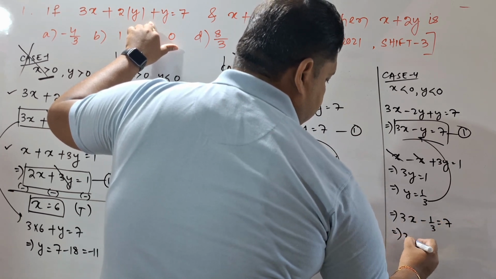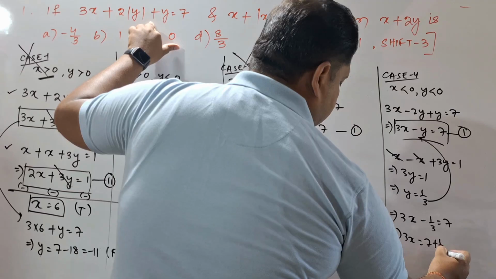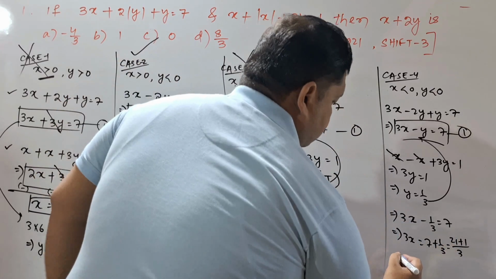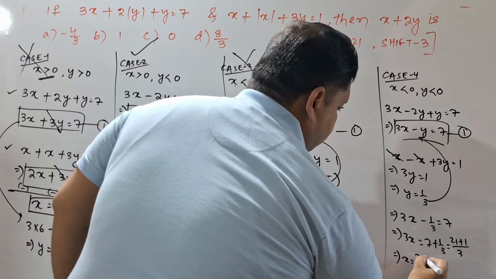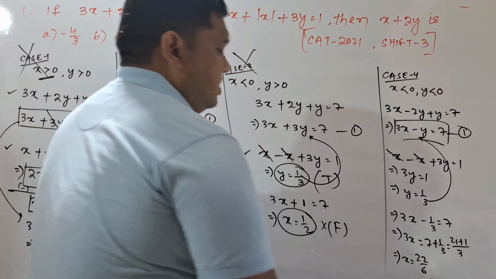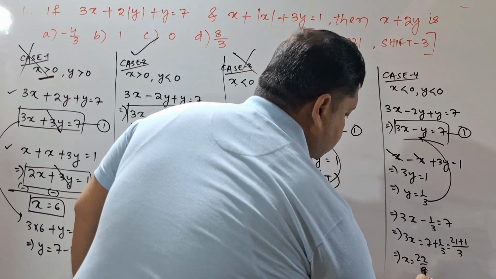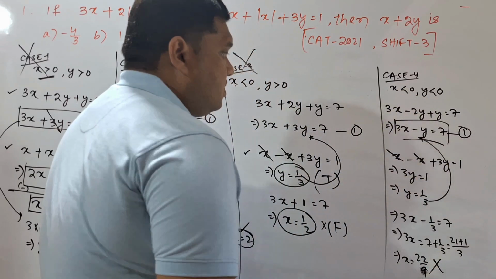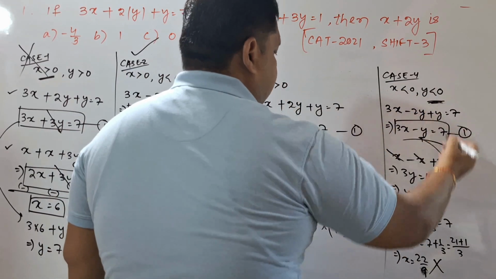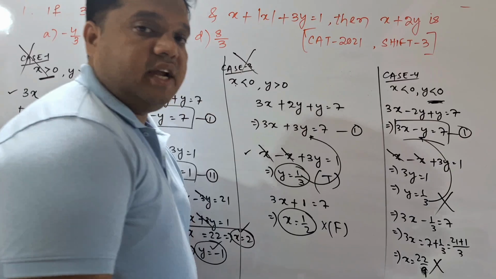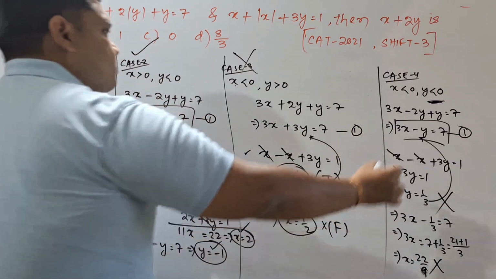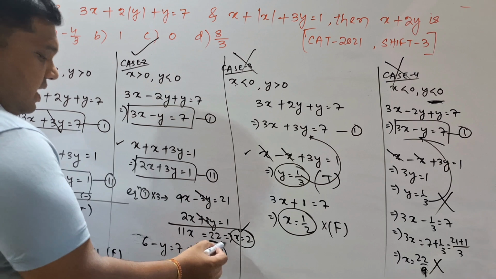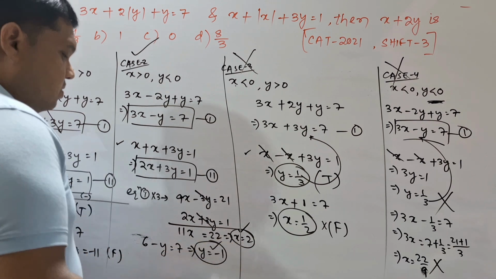So 3x is equal to 7 plus 1 by 3. LCM is 3, 21 plus 1, 22. So x is equal to 22 by 6. Sorry, 3 into 3, 9. 22 by 9. But I considered x negative, and I get positive. Wrong. Here I considered y negative, I will get positive. Wrong. So case number 4 is also wrong. And only consider case 2. In case 2, x is equal to 2, y equal to minus 1.